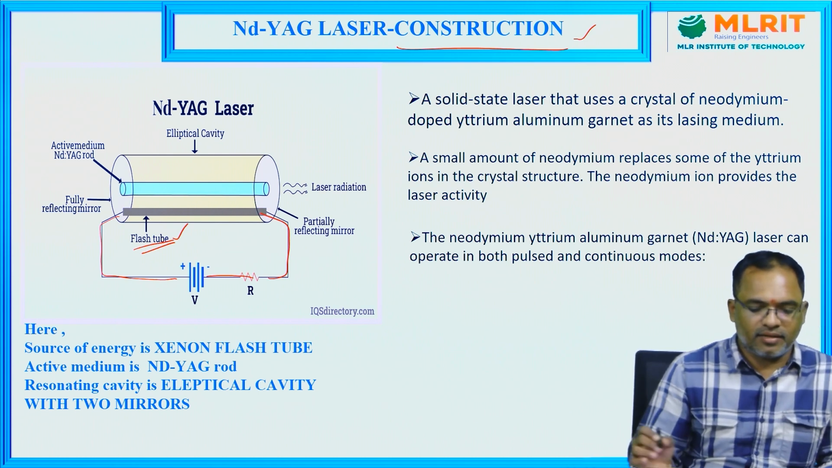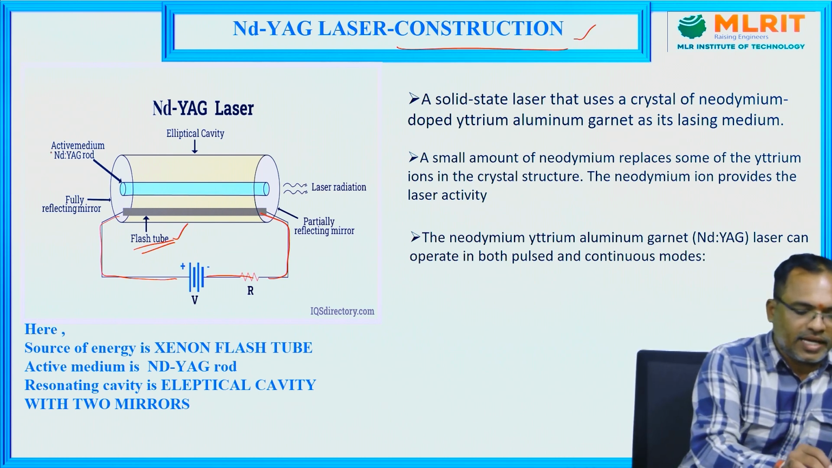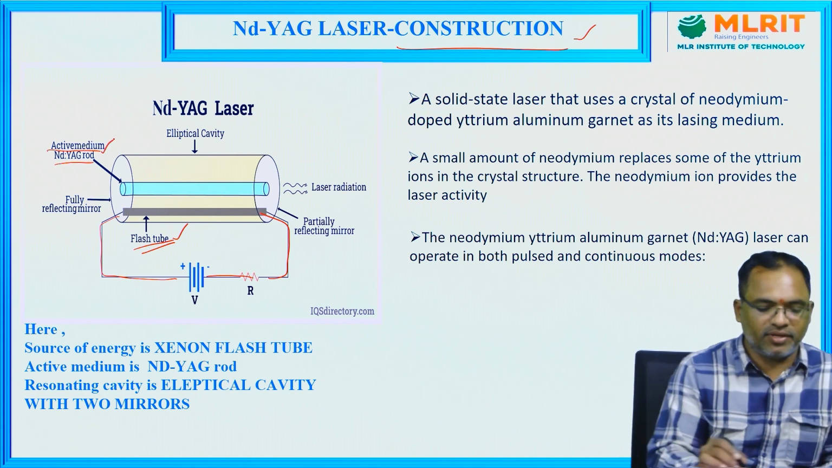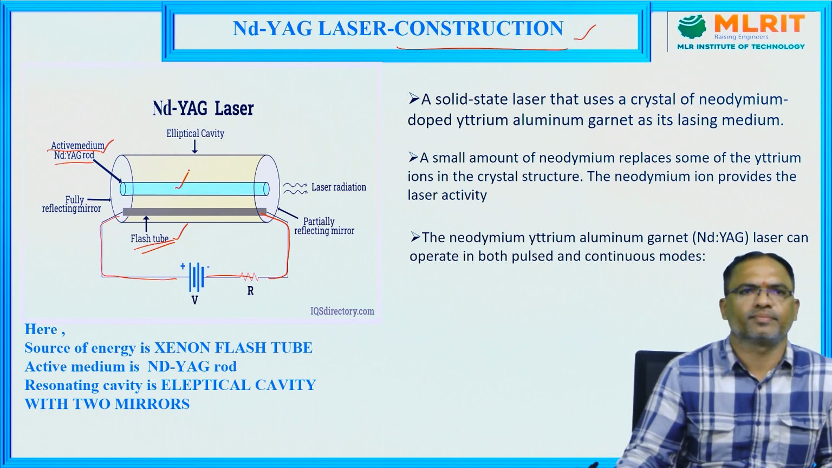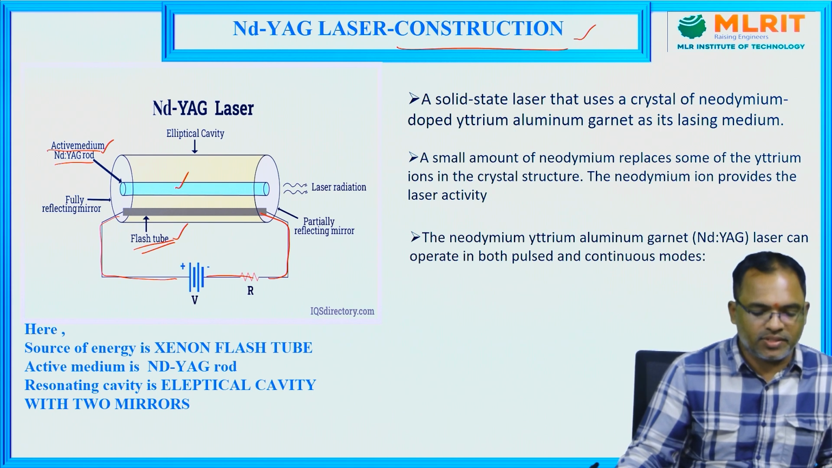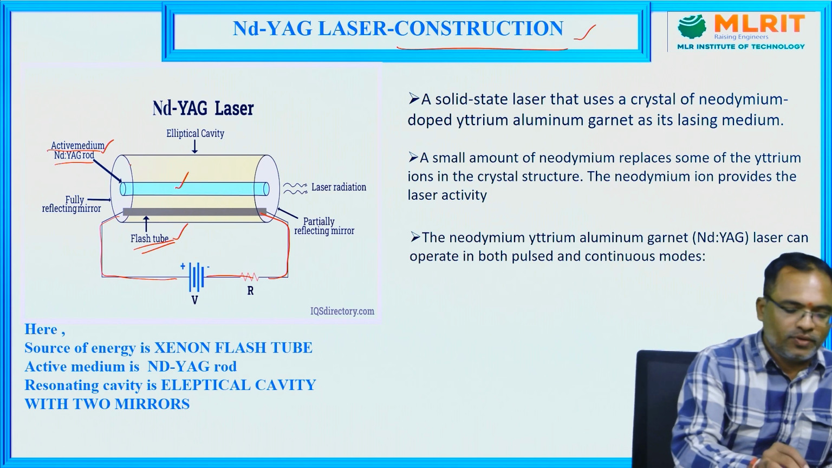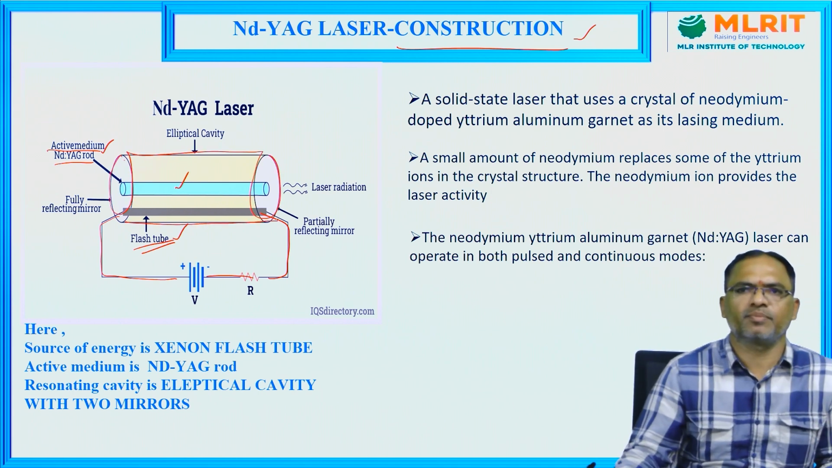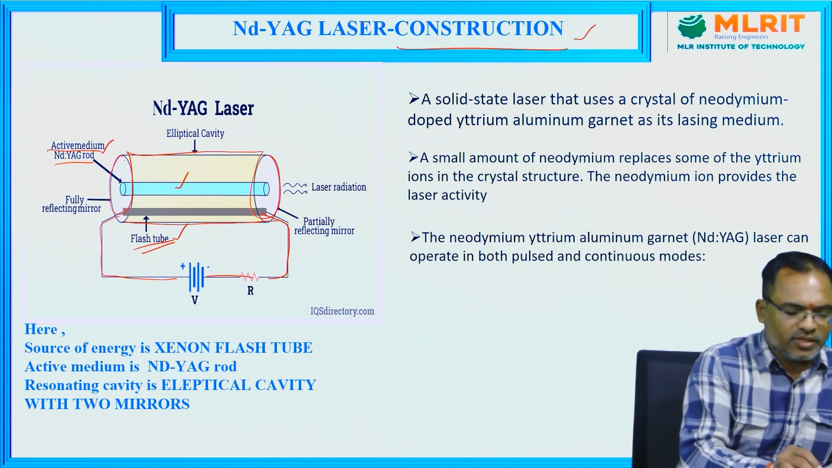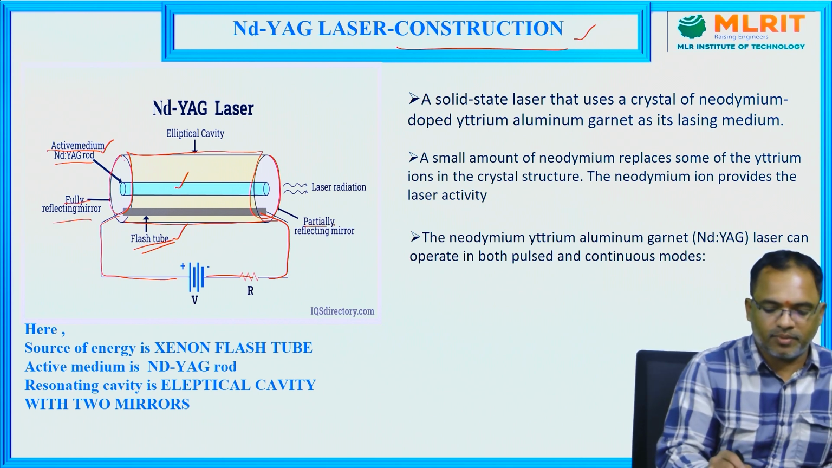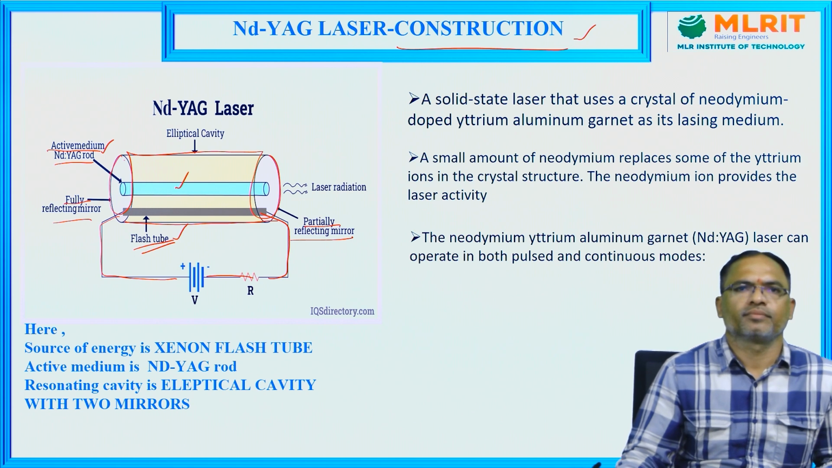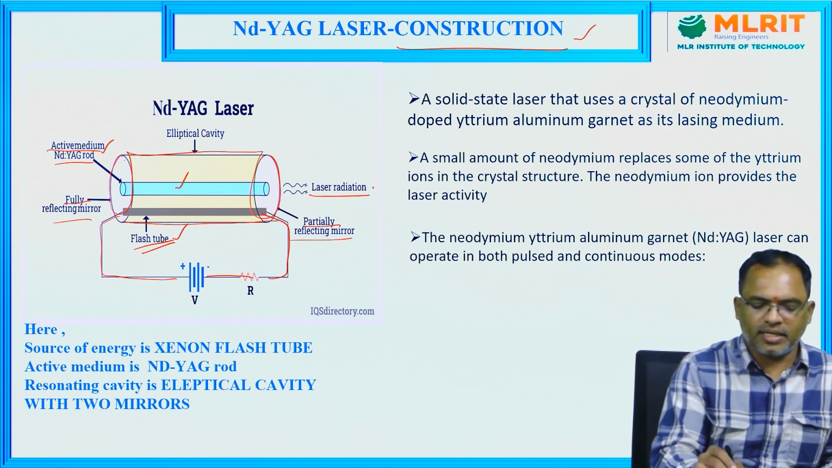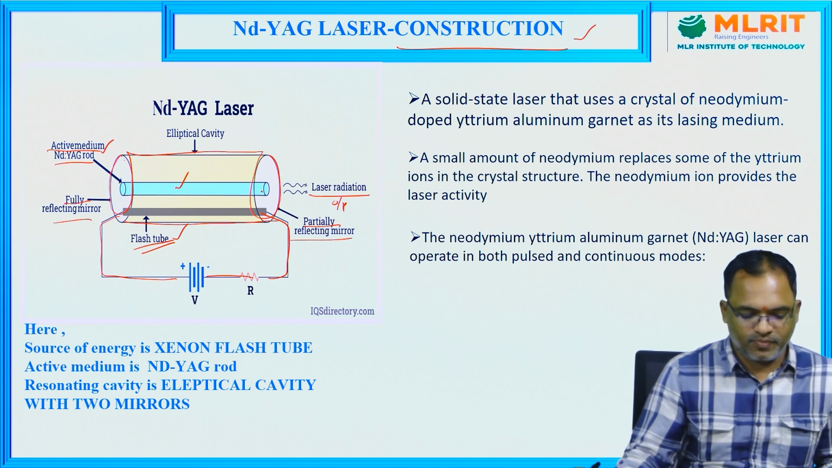And the second device here is active medium. Active medium is nothing but ND-YAG rod. This is ND-YAG rod. This ND-YAG rod, which is called as active medium, is kept inside the resonating cavity. So this is resonating cavity. Resonating cavity is an arrangement where it is having 2 mirrors. One is fully reflective mirror on one side, the other side partially reflective mirror. And in general, laser radiation or laser output comes from the partially transparent mirror, right?